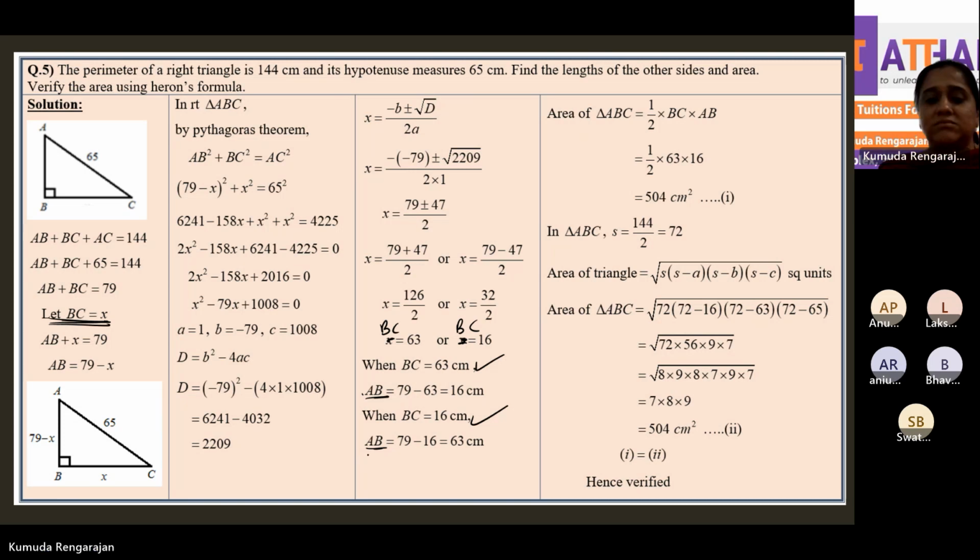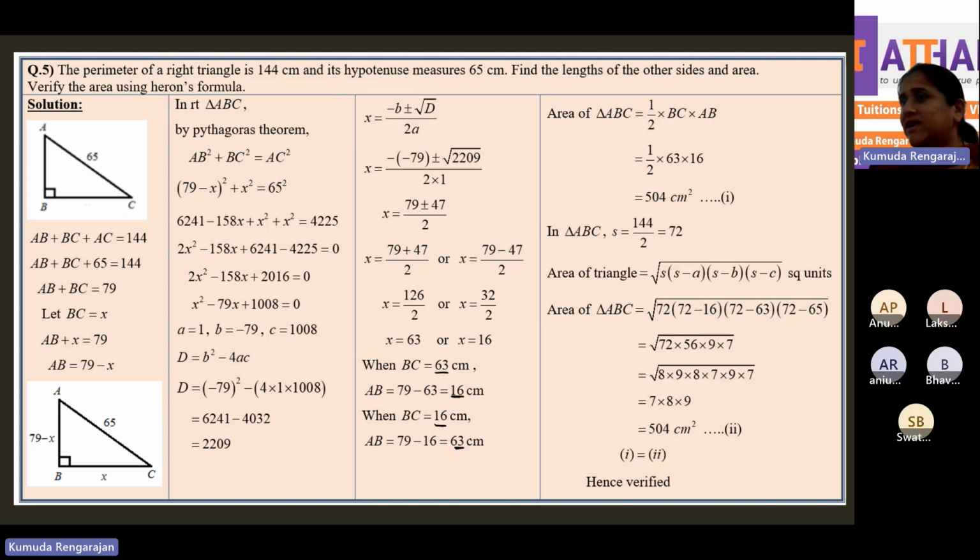Correct? The x values are the values of BC. You're getting two values for BC. So when you substitute, you'll get two different values for AB also. But what you can observe is if one side is 63, the other side is 16. Or if one side is 16, the other side is 63. Anyways, the sides are the same, 16 and 63.